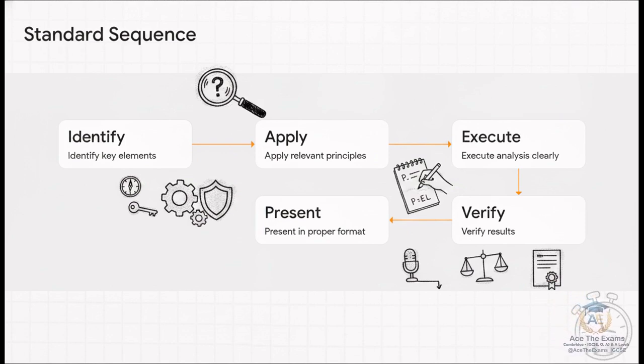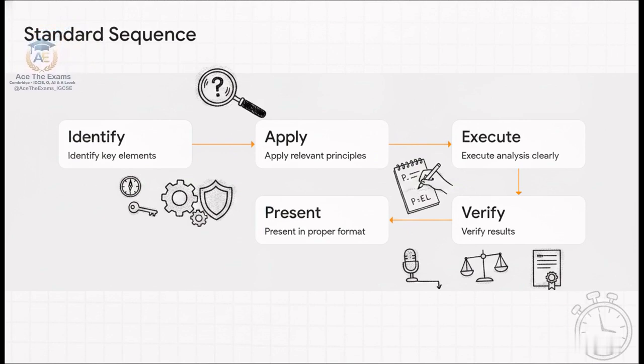First, we identify key elements. This means we decode the command word. If the command word is evaluate, we instantly know we need both sides of the argument plus a reasoned conclusion. Second, we apply relevant principles. We might select geotag removal as our primary focus for the first paragraph. Third, we execute the analysis with clear working. This is where we bring in our Peel framework to actually construct the paragraph. Fourth, we verify. We stop and ask, does this actually answer the specific prompt, or have I gone off on a tangent? And fifth, we present it with professional IT terminology.